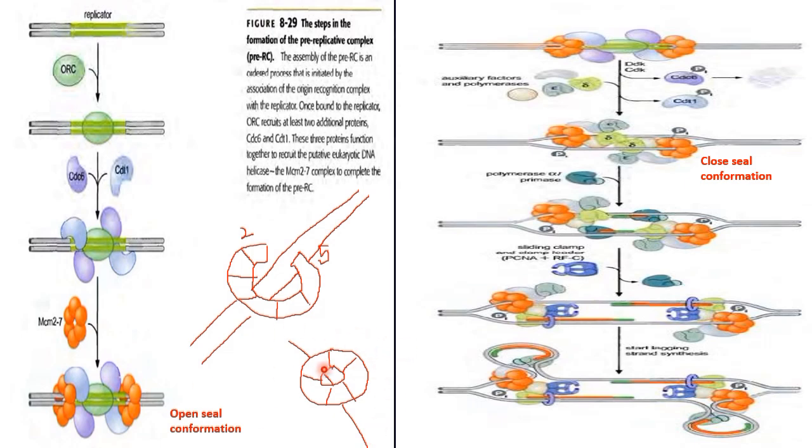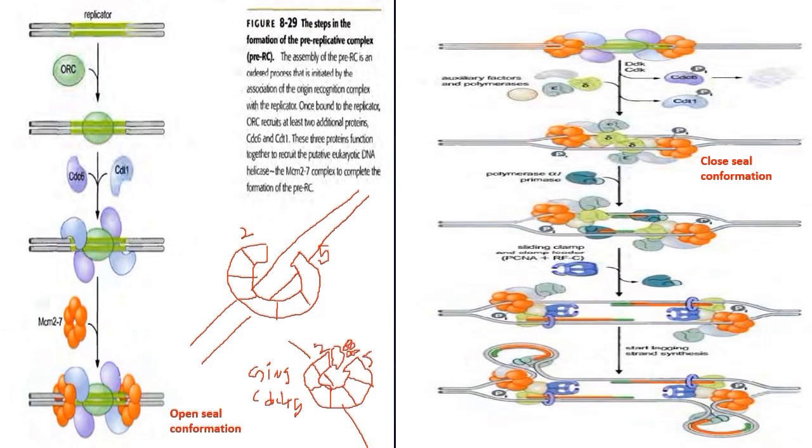And after this, in order to create this stable closed seal conformation, some protein factors are needed, which are GINS and CDC45. And let me show you how it will look when it binds to the MCM2-7 helicase.